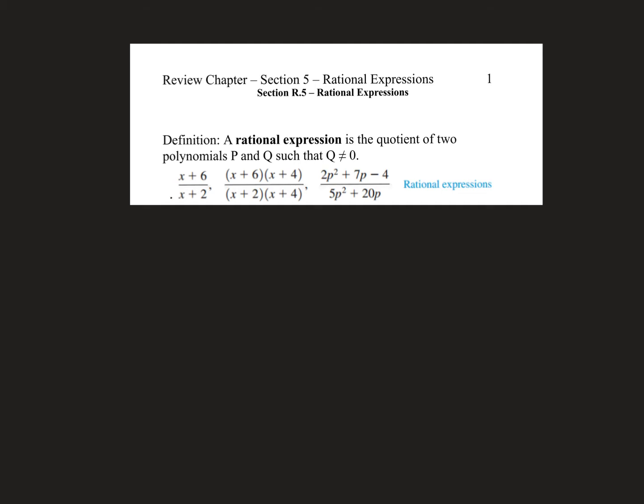So, you can see we could have something simple like x plus 2. Or in the second example, the factored out form of a larger polynomial, x plus 2 and x plus 4. And of course, the last one, which shows the multiplied out form of the polynomials, 2p squared plus 7p minus 4, and on the denominator side, 5p squared plus 20p. So all of these are valid ways to write a rational expression, as long as you have two different polynomials that are making up the numerator and denominator. Now, these are referred to as rationals.